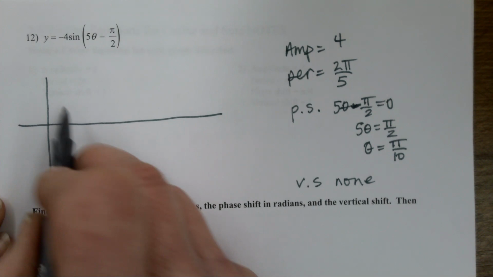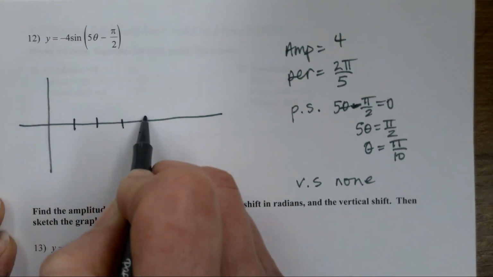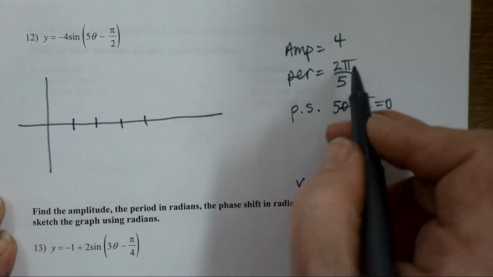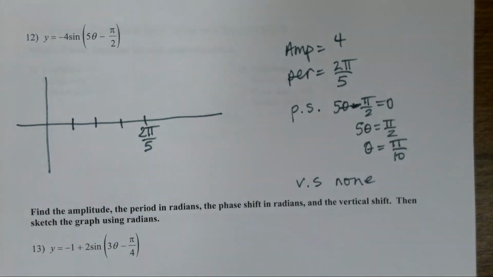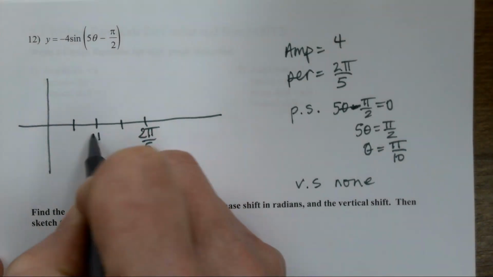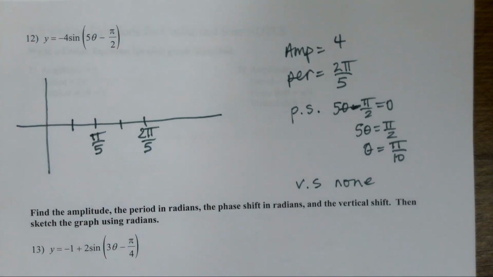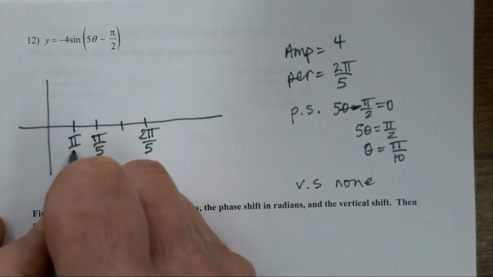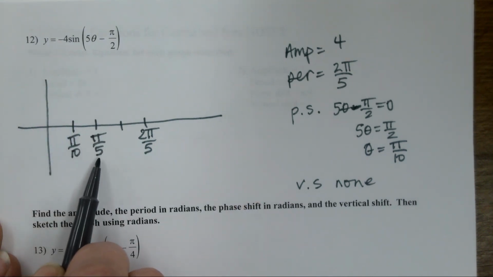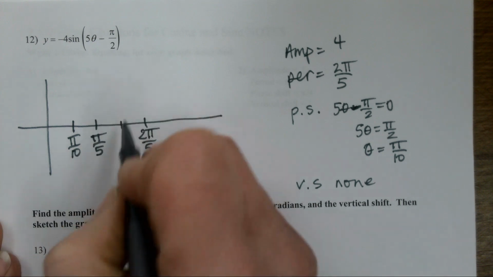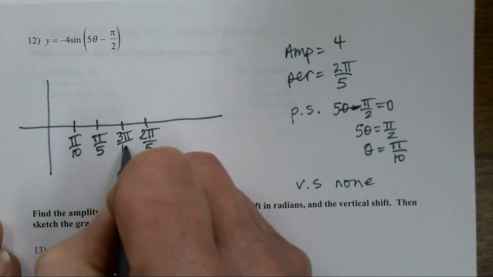So my original 1, 2, 3, 4. This is 2 pi over 5. All right, I'm testing your math skills. What's the halfway mark? Pi over 5. Beautiful. What's half of pi over 5? Pi over 10. What's pi over 10 plus pi over 5? 3 pi over 10. Great.